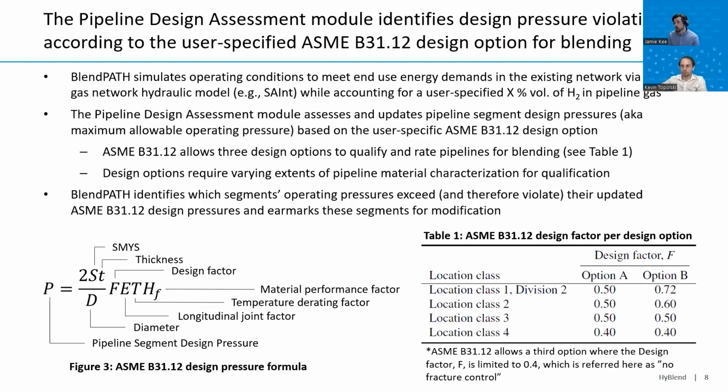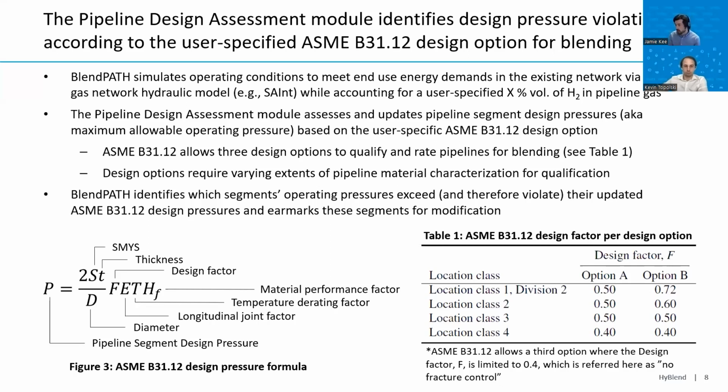What operating conditions could be? Pressure, flow rate, and compressor fuel usage. One constant within BlendPATH is that end user energy demand has to be satisfied. So the modifications are performed such that those are met. Within the pipeline design assessment module, we assess and update the pipeline segment design pressures, also known as the maximum allowable operating pressure, based on the user-specific ASME B31.12 design option that Kevin had introduced.